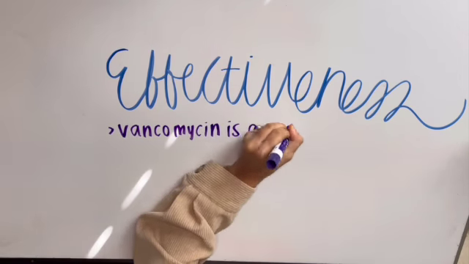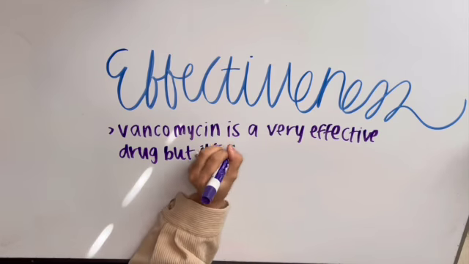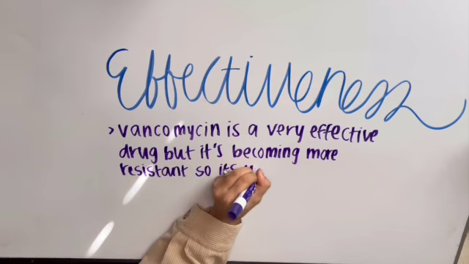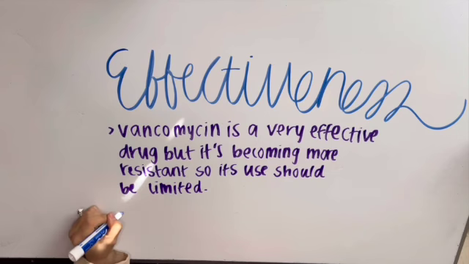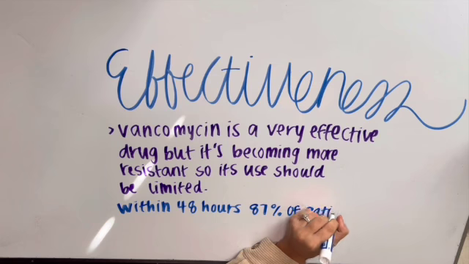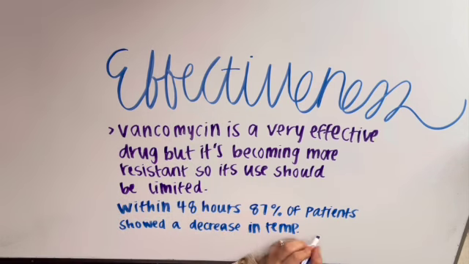Vancomycin is a very effective drug, but like most antibiotics, it's becoming resistant, so its use should be limited. In one study, 87% of patients showed a decrease in temperature, abdominal pain, and diarrhea within 48 hours.